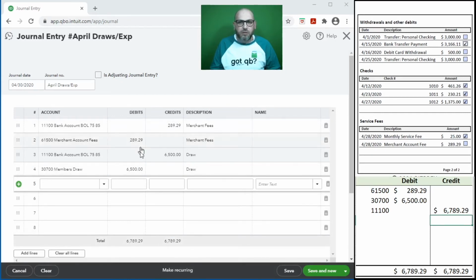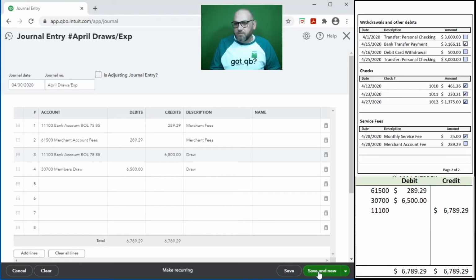Here we have a split. We're hitting a draw and a merchant account fees, right? So again, the equity will get a hit of 6,500. It will be reduced through debit, and expenses will go up by $289.29, again through debit, account 61,500. So again, saving new.